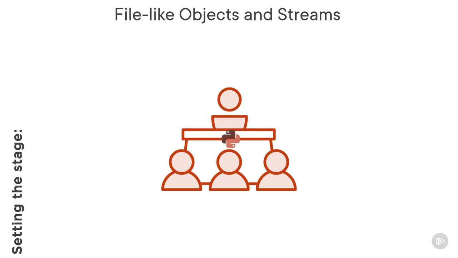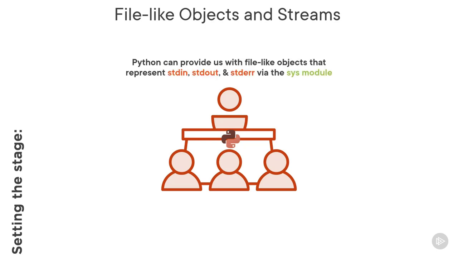Now let's talk about working with file-like objects and streams in Python. Let's first set the stage. So Python can provide us with file-like objects that represent the standard in, standard out, and standard error.